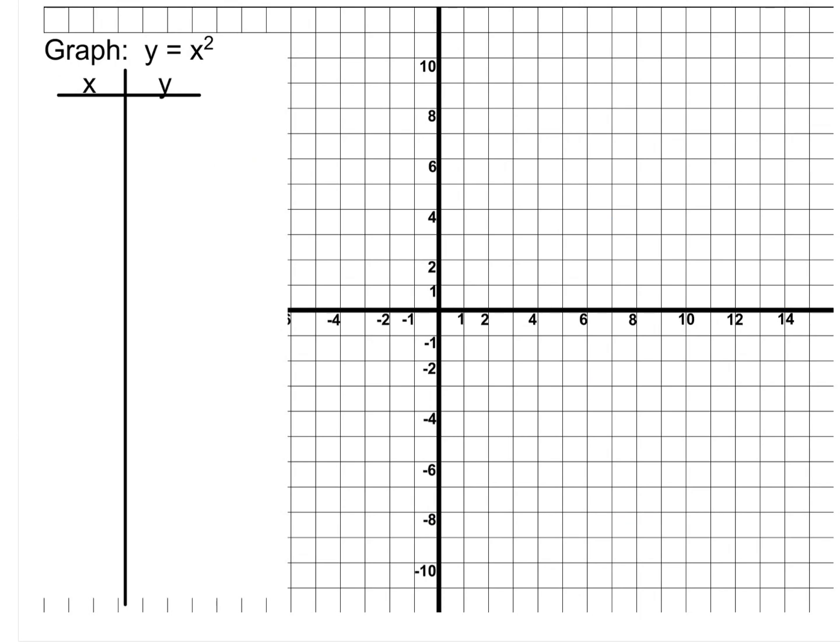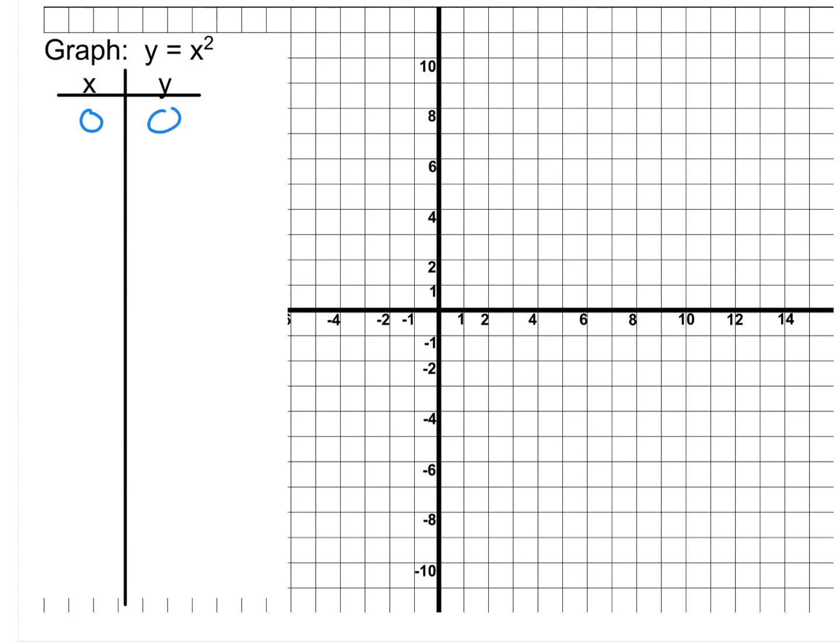A great number to start with when doing this is just a simple x value of 0. If x is 0, what is y? That's basically saying, what's 0 squared? 0 squared is 0. Because that means we're doing 0 times 0, and 0 times anything is going to be 0.